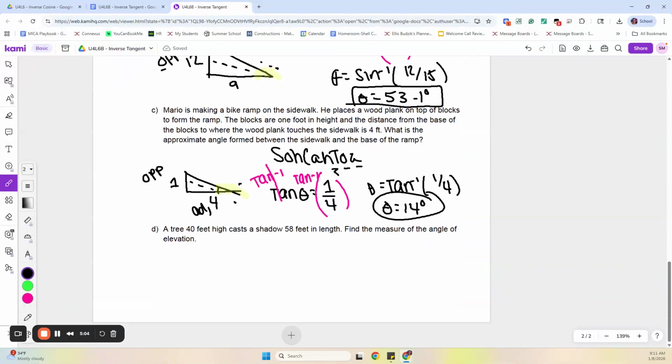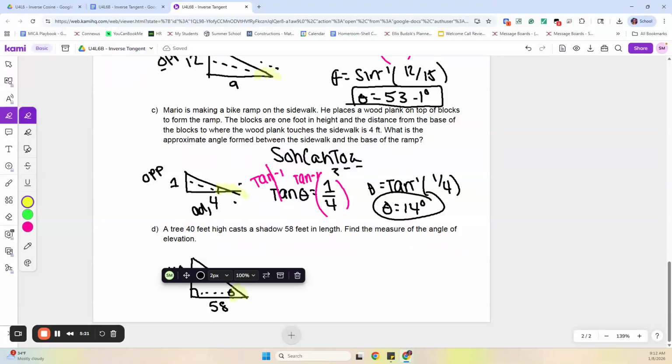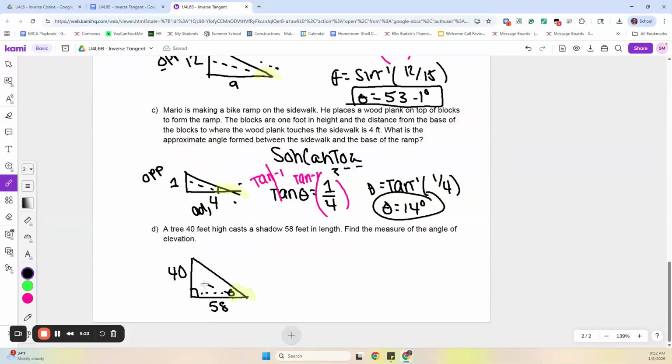And then finally for part D, a tree 40 feet high casts a shadow. Shadows are always on the ground, 58 feet in length. Find the measure of the angle of elevation. Again, that angle of elevation is always horizontal to the 90-degree angle. So we got that. So again, we got opposite, we got adjacent. So opposite adjacent go with tan. So I can do tan of my angle theta equals my opposite over my adjacent. We do tan inverse.